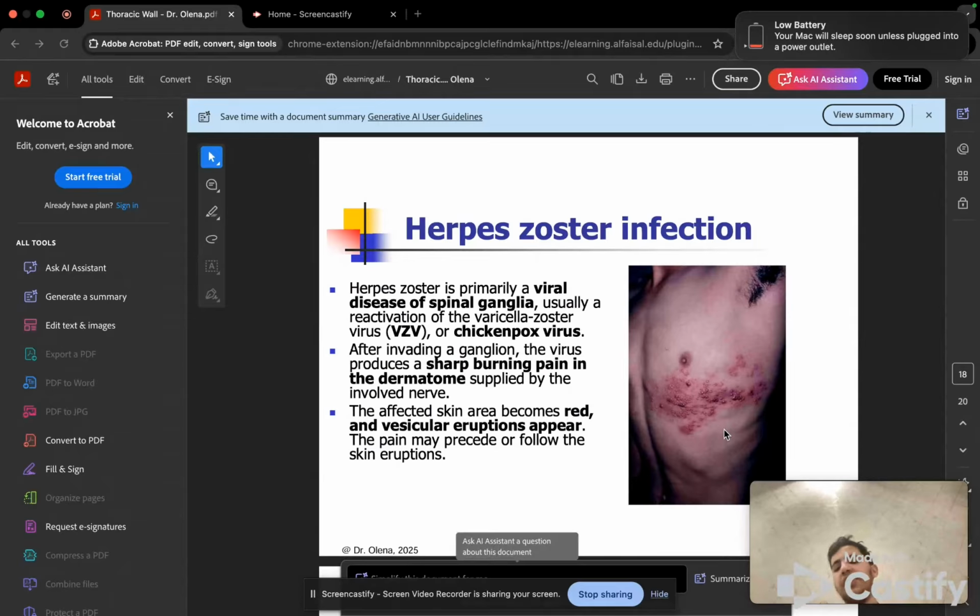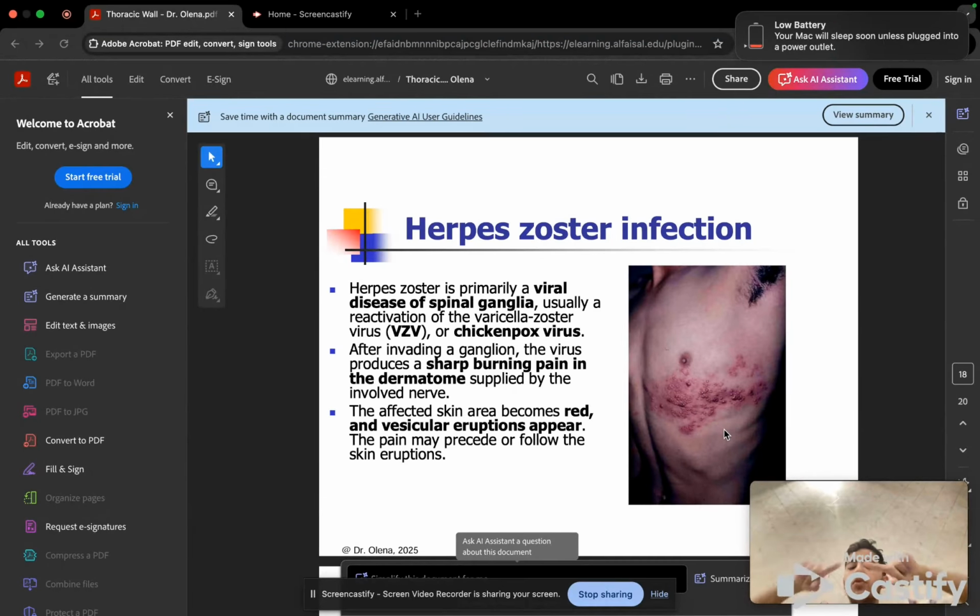Herpes zoster infection. I think everyone when they were a kid got chickenpox. It's basically a virus which goes to the spinal ganglia in that dermatome, in that area, and just infects that ganglia. So that's why you have this specific rash, or what they call vesicular eruptions, because the difference between a rash and vesicular eruptions is that vesicular eruptions have dots that have fluid inside. If it has fluid inside, it's a vesicular eruption. But I'll just call it rash for the sake of understanding.